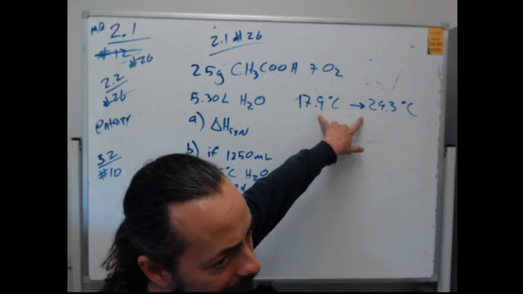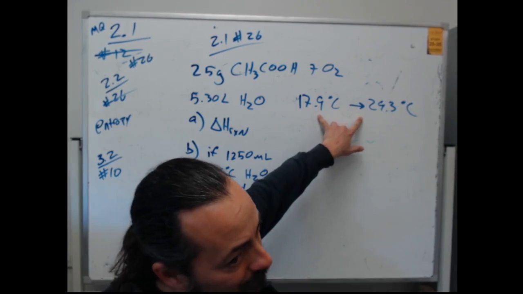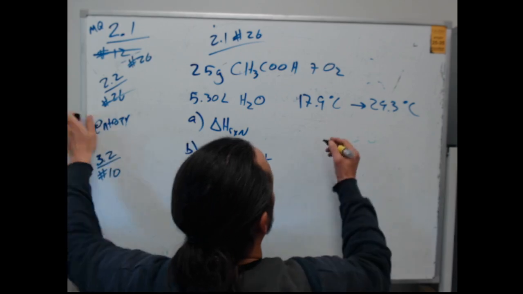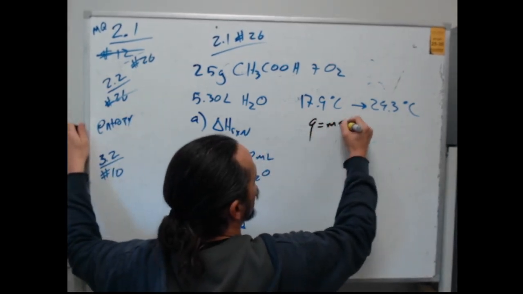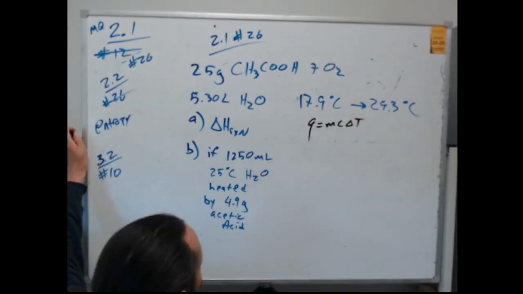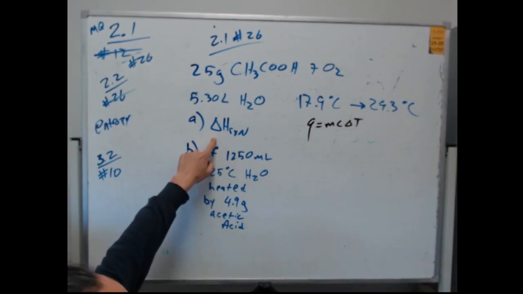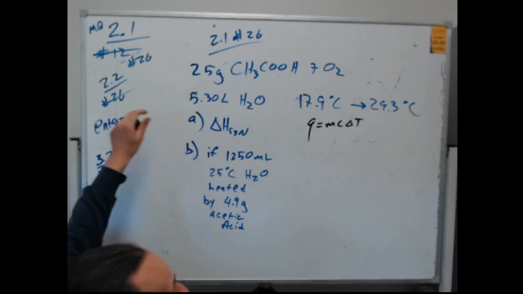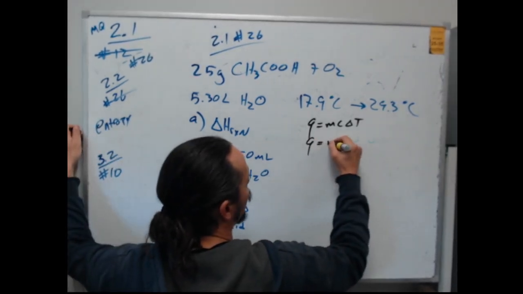I got a delta T. What does that mean I'm going to use? Just Q, and yeah, we're going to use Q equals MC delta T. I'm also being asked to find a delta H of reaction, so what else am I going to use? Q and delta H. We're also going to have Q equals N delta H.